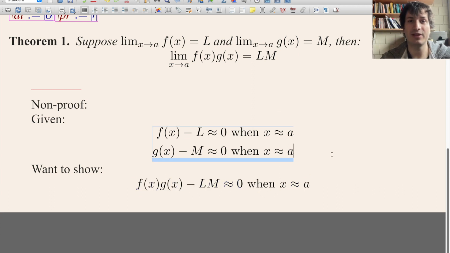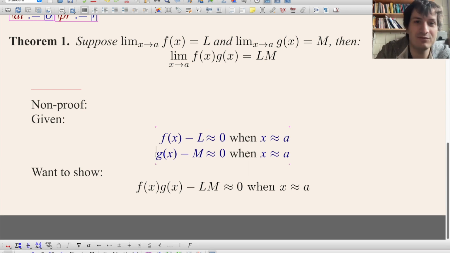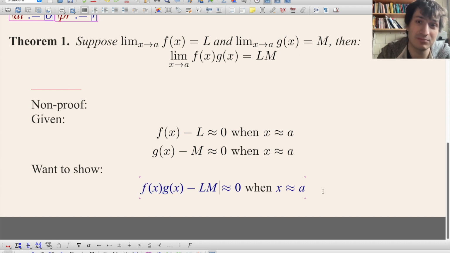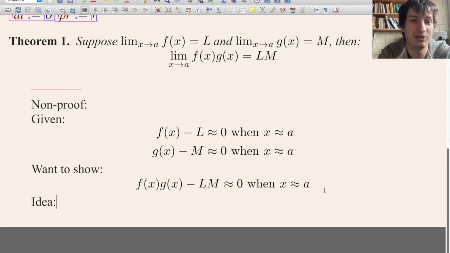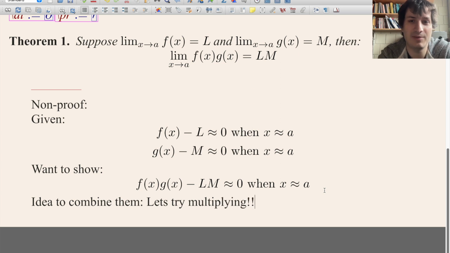So this is what we're given, this is what we're going to show, and it's written in ideas, not in Greek letters. We're going to convert it to Greek letters once we get the idea. So how could we combine this and this to get that? You have f and L, you have g and m, and you want to combine them in some way to get f times g and L times m. So what could we possibly do? The idea is to combine them. Let's try multiplying. That's the first thing that comes into my head.